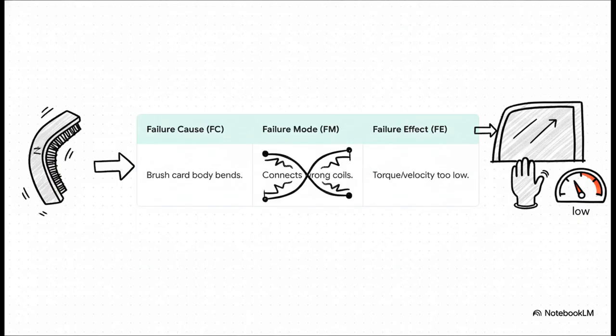And now, step 4, they build that failure chain we talked about. They figure out a potential cause. The brush card body could bend. This would lead to the mode. It intermittently connects the wrong coils. And what's the ultimate effect for the driver? The window motor has a low torque and speed. In other words, the window doesn't go up and down right. See how it all connects?